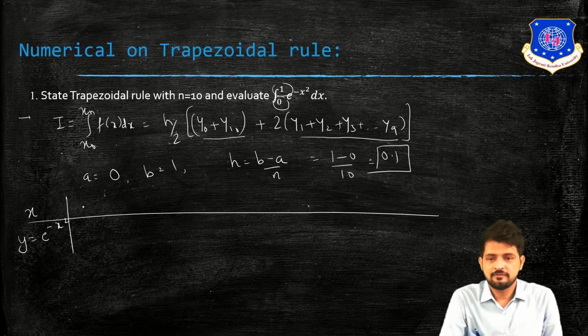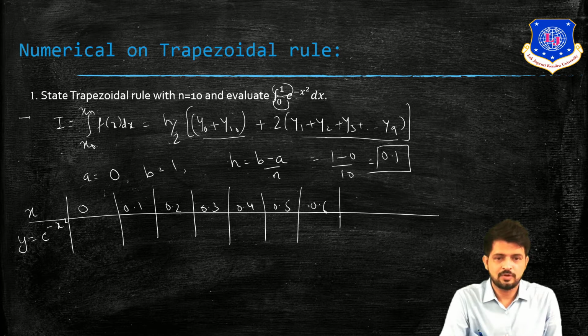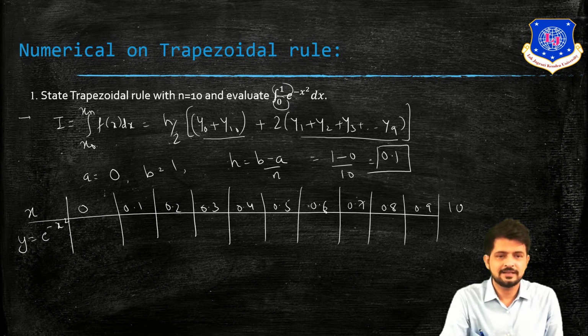Okay, the first value will be 0, and as the difference in the values of x is 0.1, we have to take 0.1, 0.2, 0.3, 0.4, 0.5, 0.6, 0.7, 0.8, 0.9 and 1.0.